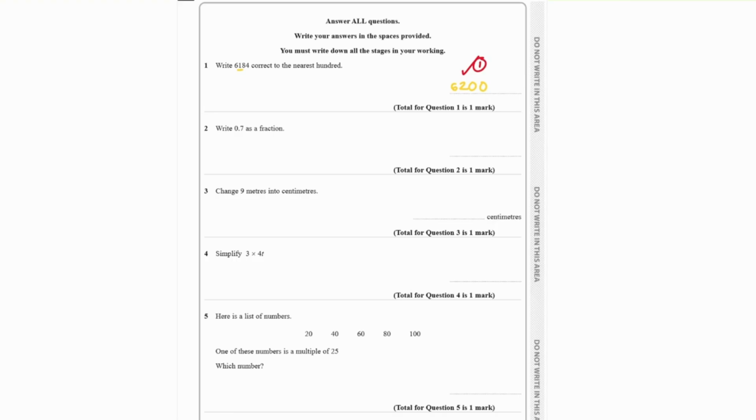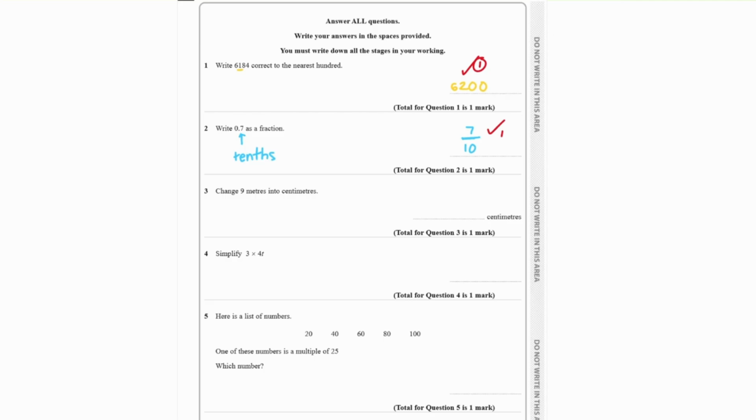Question 2. Write 0.7 as a fraction. 7 is in the 10th place, and therefore to write this as a fraction, we will write it as 7/10 or 7 over 10, and this was also a 1 mark question.